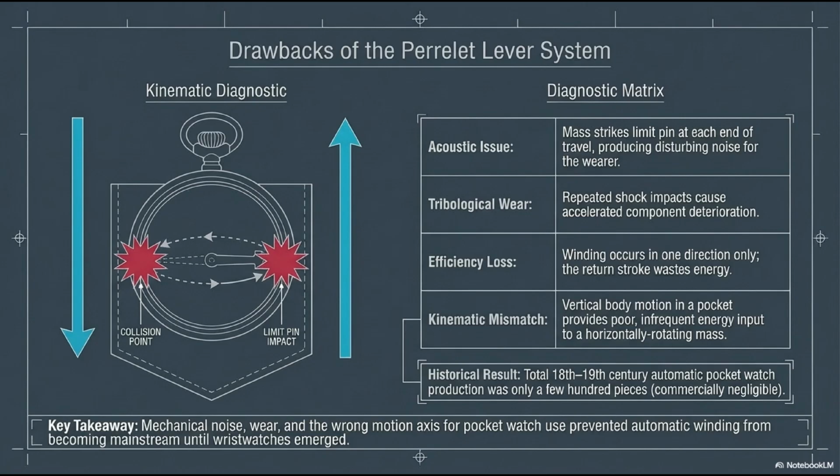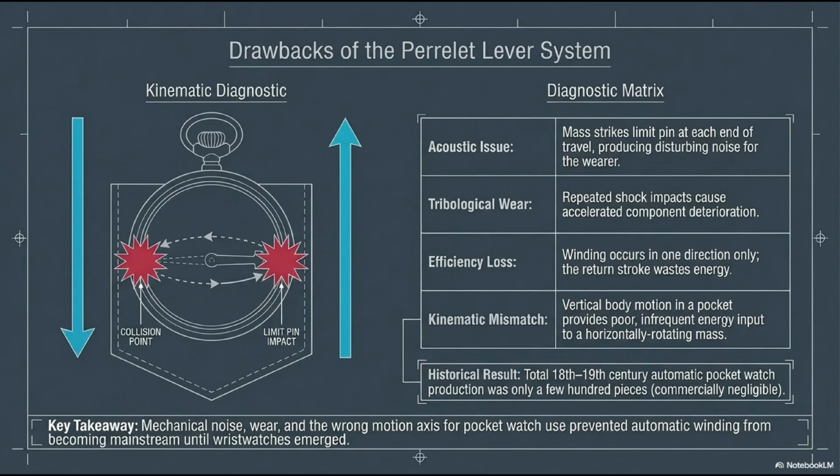Second, this led directly to tribological wear. The repeated shock impacts of metal hammering against metal caused accelerated deterioration of the fragile 18th century components. Third, there was a massive efficiency loss. Winding only occurred in one downward direction, the return stroke, pushed by the spring, wasted potential energy.